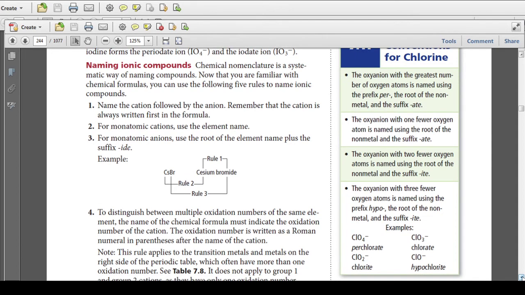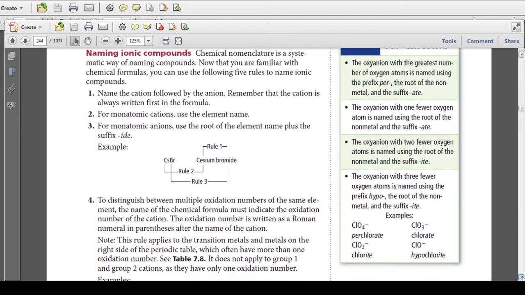To distinguish between multiple oxidation states of the element, the name of the chemical formula must indicate the oxidation number of the cation. This usually applies to your d-block elements, where we need to use the Roman numeral. This doesn't apply to your representative elements, but definitely your transition metals and most likely your post-transition metals as well. The oxidation number is written as a Roman numeral in parentheses after the name of the cation.